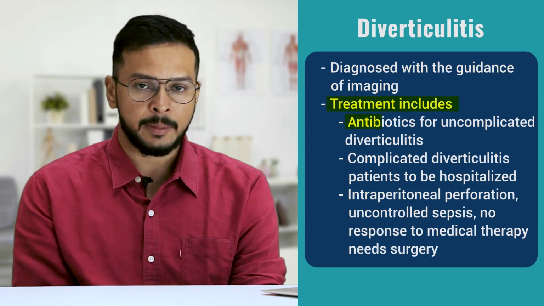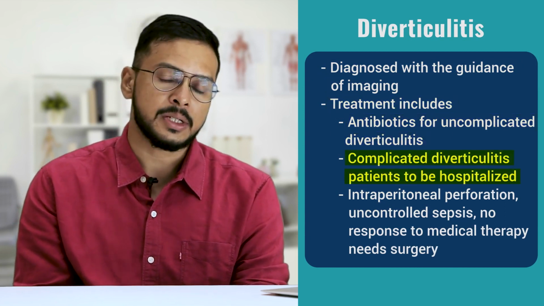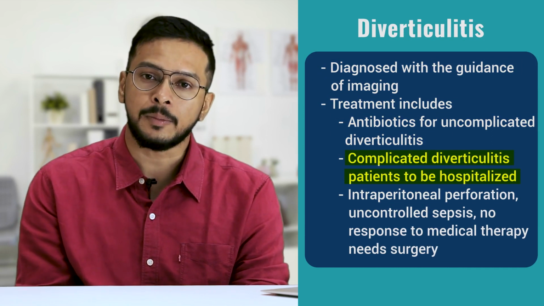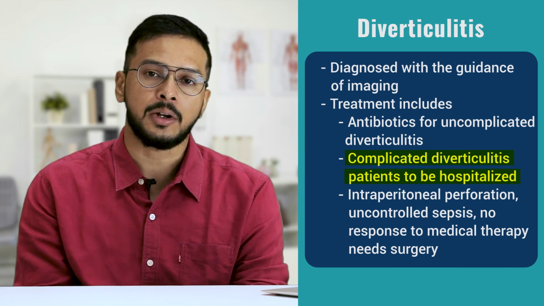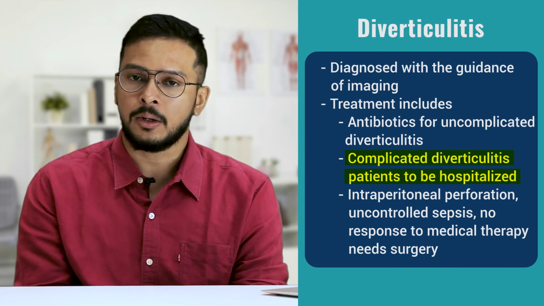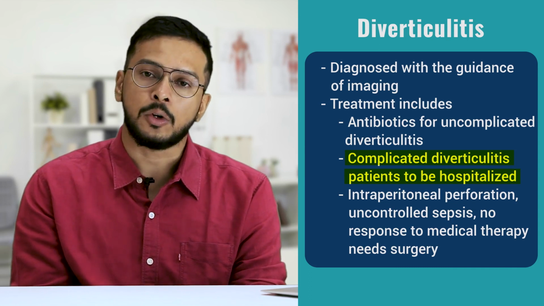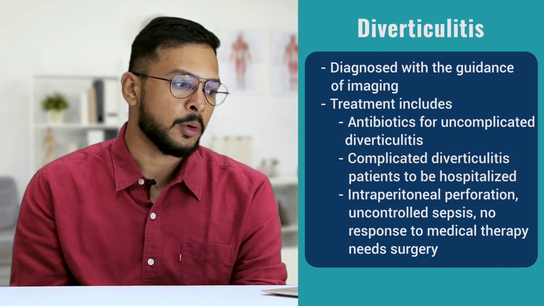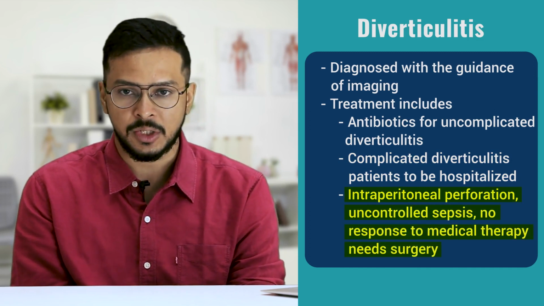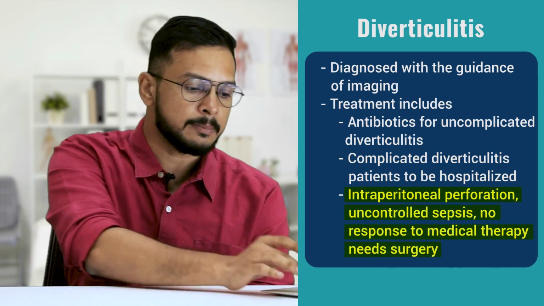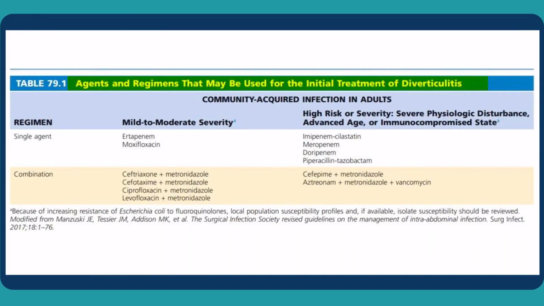The treatment includes antibiotics for uncomplicated diverticulitis, and a complicated diverticulitis patient has to be hospitalized and closely observed to look for any further complications. And patients who are not responding to antibiotics alone or conservative management alone, or who are in sepsis, or who have any complication like intraperitoneal perforation or no response to medical therapy, need surgery for diverticulitis. So these are the agents and regimens that may be used for diverticulitis.